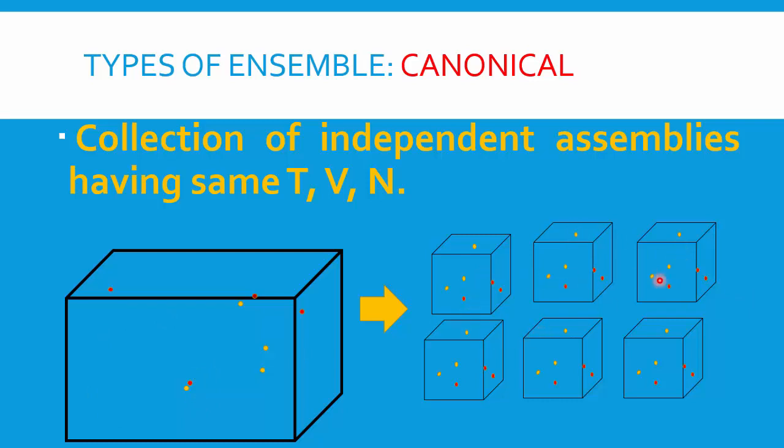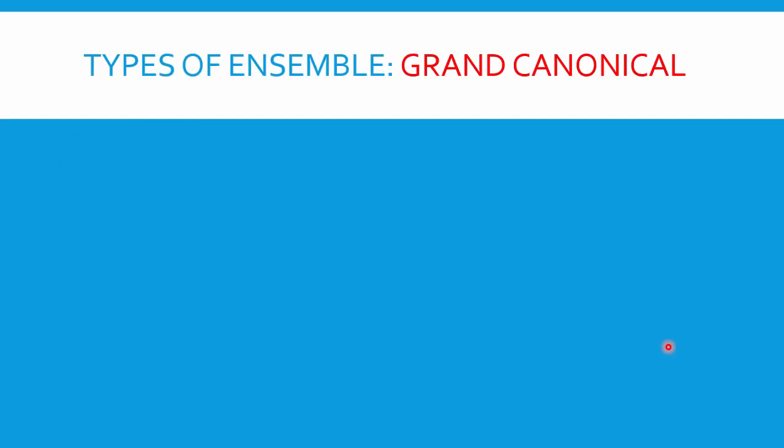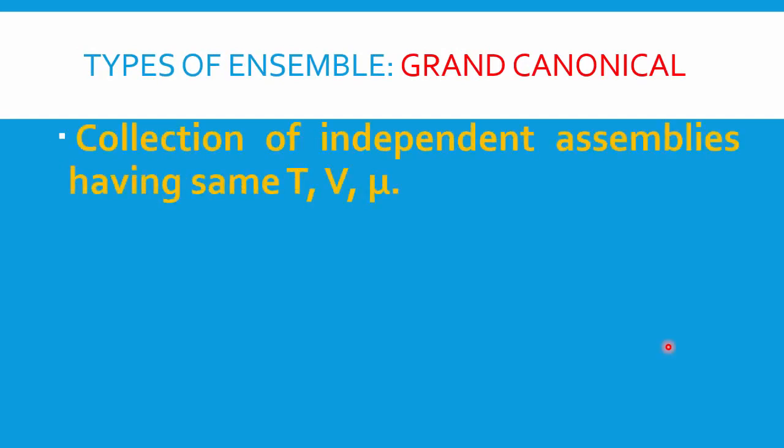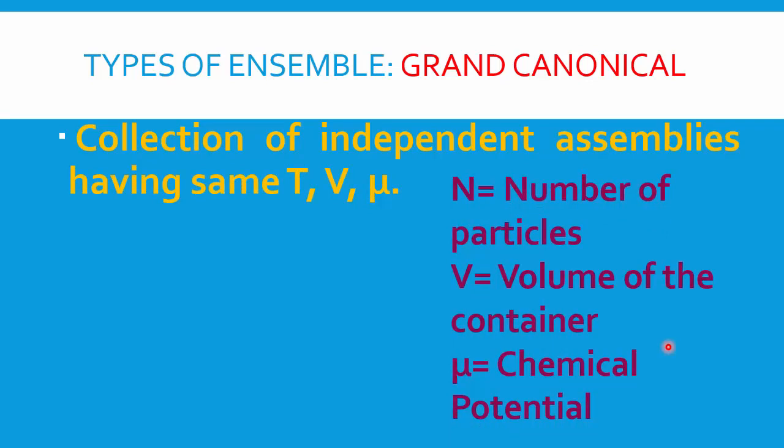It might happen that every picture will have different energies. So when you have the constant or the same value of T, V and N, we say it's canonical ensemble. We move to the third type, that is grand canonical ensemble, where each snapshot, or each system or each picture, will have the same information about temperature, volume and chemical potential. Here mu stands for chemical potential.